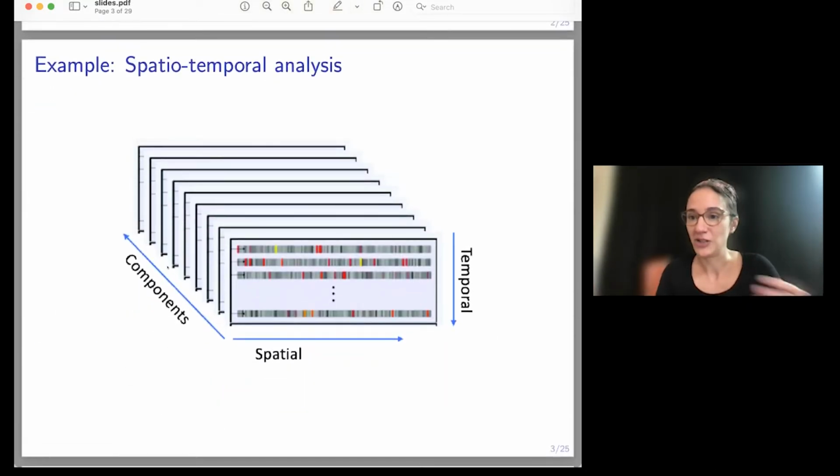These data structures appear naturally in many applications, in spatio-temporal analysis, where we have components versus a spatial dimension versus a temporal dimension. You naturally have a three-way tensor.